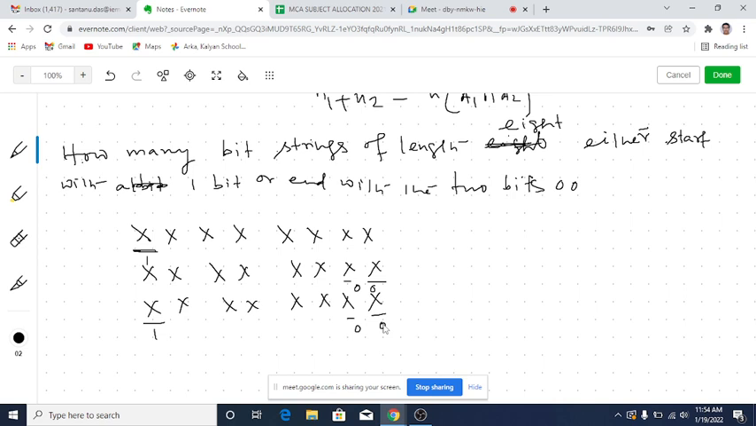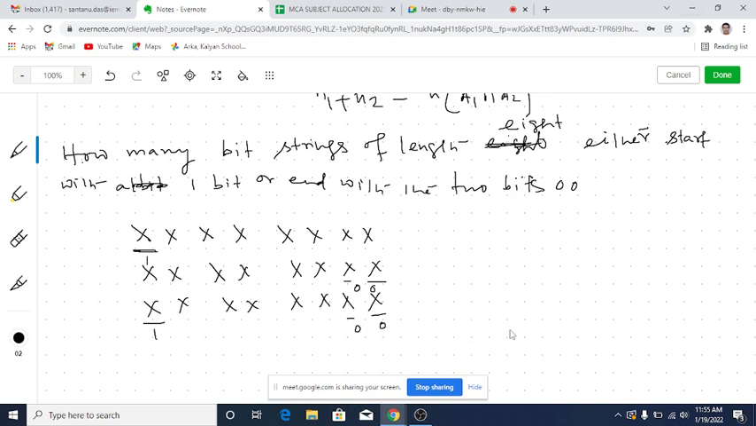That means we are trying to frame a string of length 8 bits. So in 8 bits, either it can start with 1, or it can end with two 0 bits, or it can start with 1 and end with two 0 bits. These are the three possibilities we can see from that problem. Is that clear or not? Yes, sir.